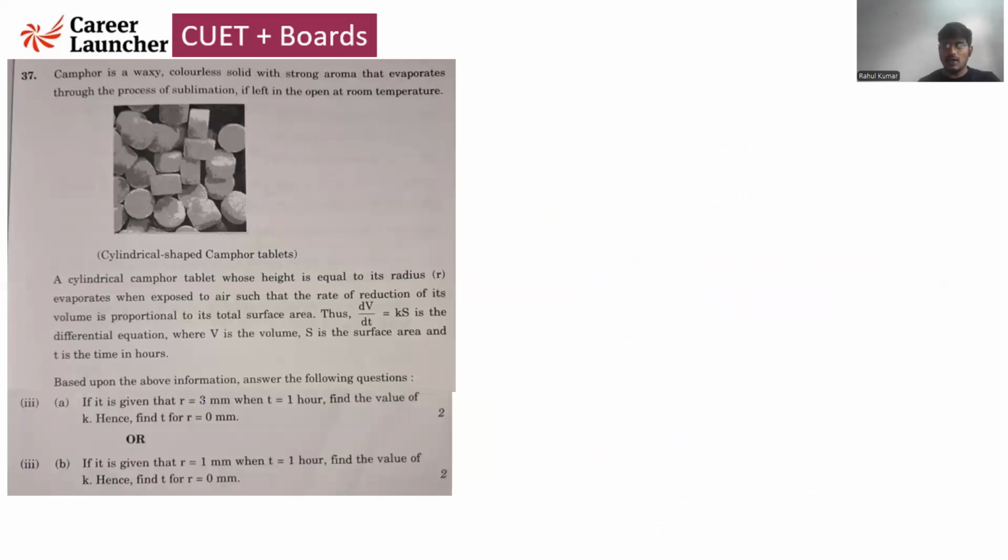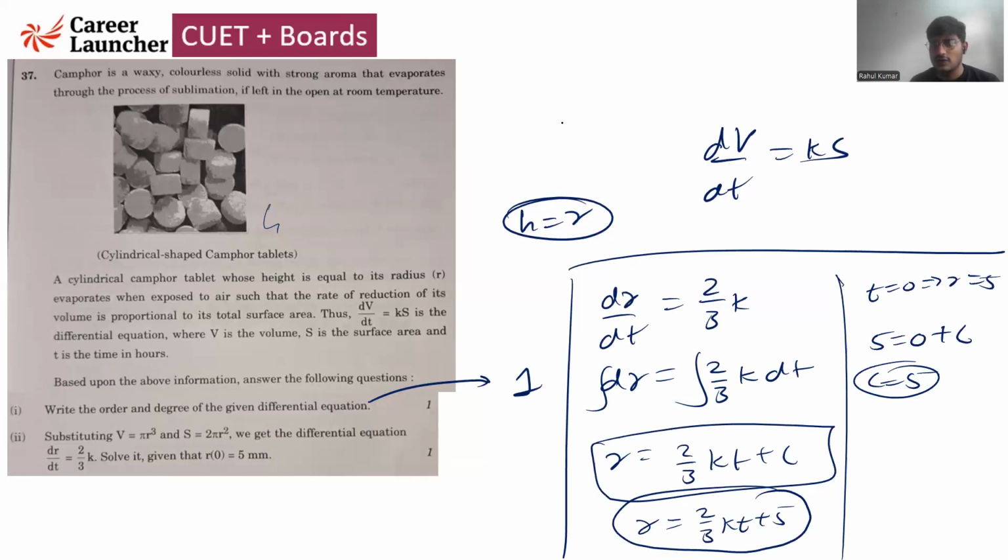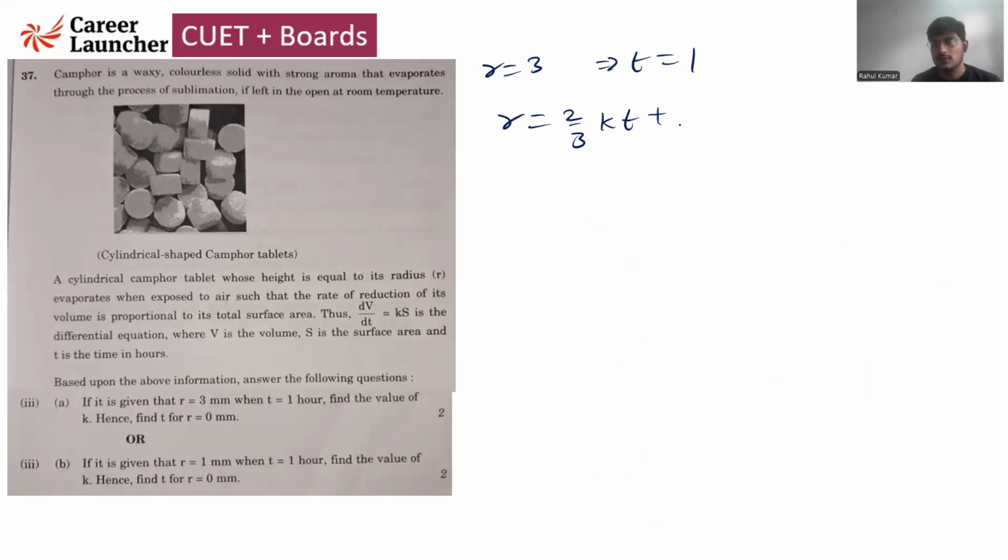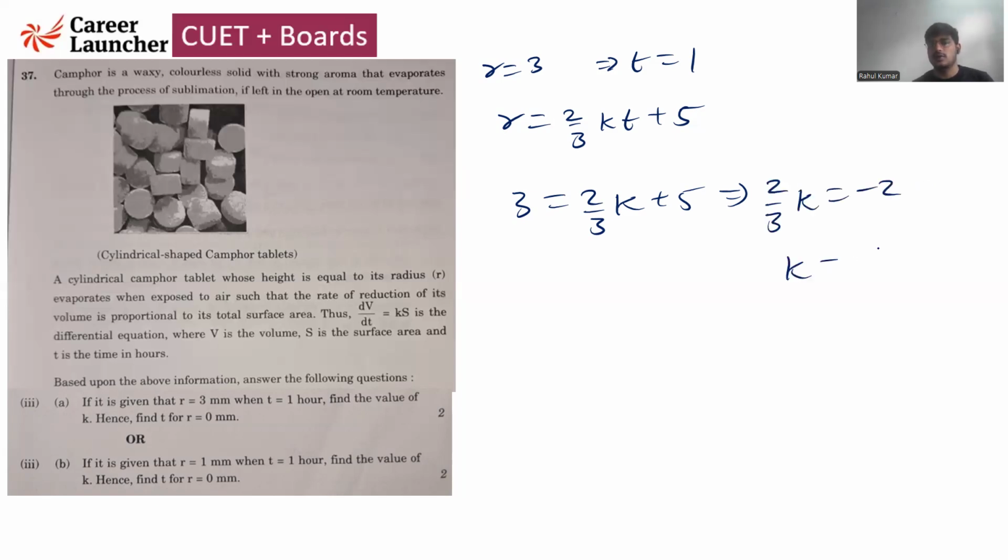If it is given that r is equal to 3 millimeter when time is 1, then what is the value of k? So what is the r function we receive? The r function we receive is 2 by 3 k plus 5. You can get the value of k, which is minus 2. Let me rewrite this thing. 2 by 3k is equal to minus 2. k is equal to minus 3. The value of k is minus 3.